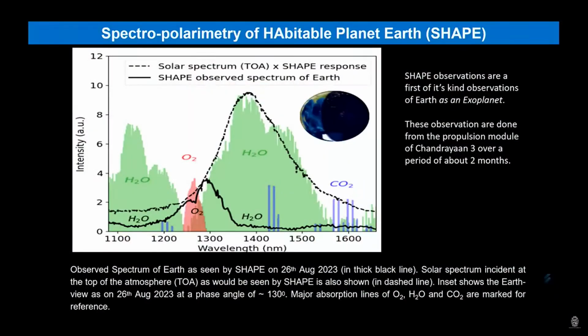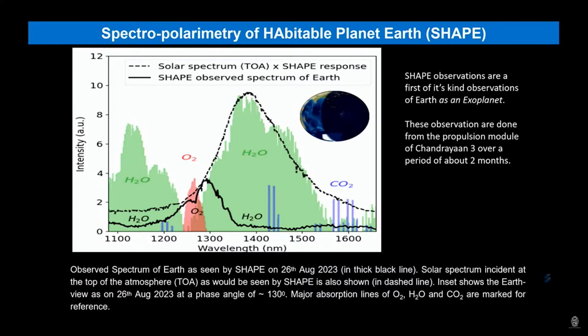Even the SHAPE payload, after its observation for about 2 months, we have a good set of data, because this is going to be consistent data, so we didn't want this to be kept for a long time. But once the propulsion module moved from moon orbit to Earth orbit, the ability of this instrument to look at Earth came down, but it is just sufficient even today.